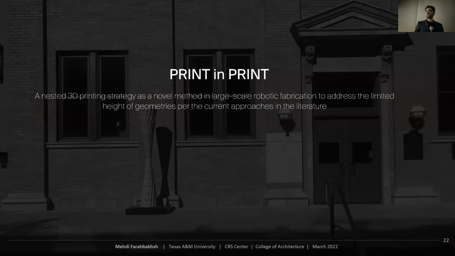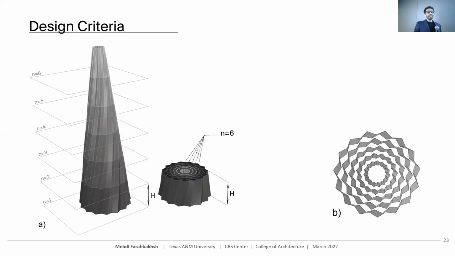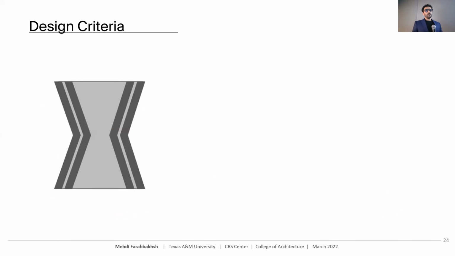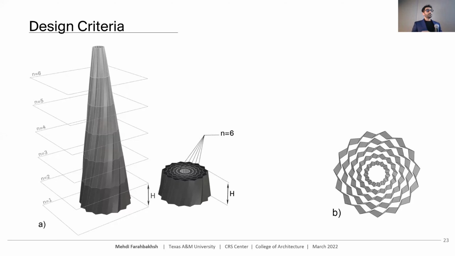So we propose this print-in-print strategy. It's a design approach where we can design a geometry, break it down in a way that we can nest the components into each other. And that way we can build structures larger than the scale of the robot.